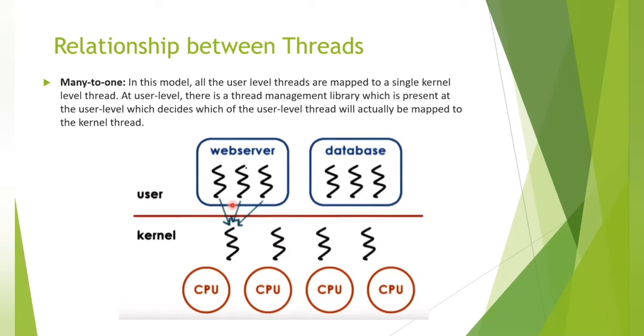So what are the disadvantages? The OS does not have any information regarding the scheduling done at the user level. So the OS may block the entire process if one user level thread blocks on an input or an output.